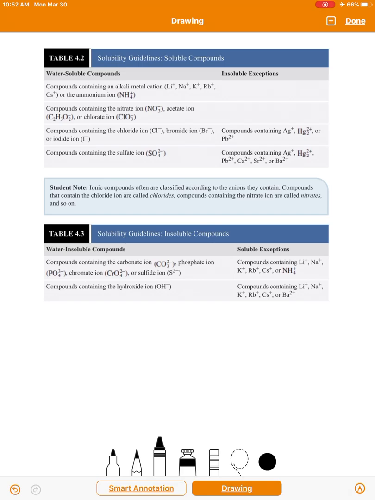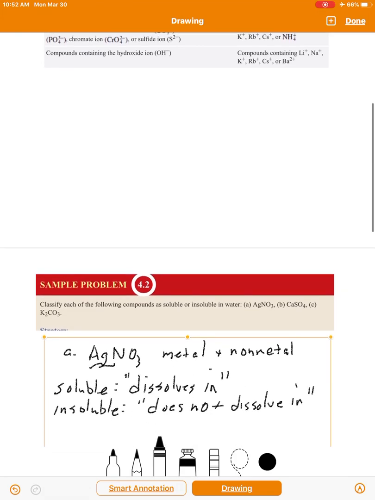Compounds that have the sulfate ion are generally soluble in water unless they are combined with silver, mercury(I), lead(II), calcium, strontium, or barium. So what you do is you just look through and see if it's in one of those lists.